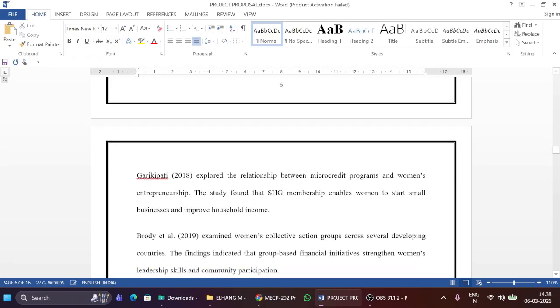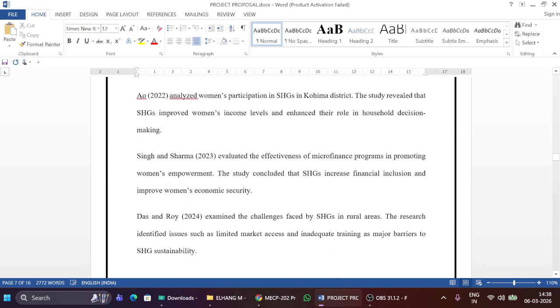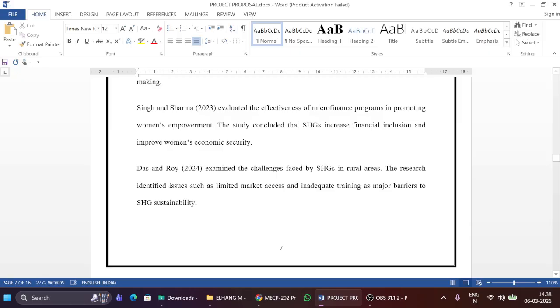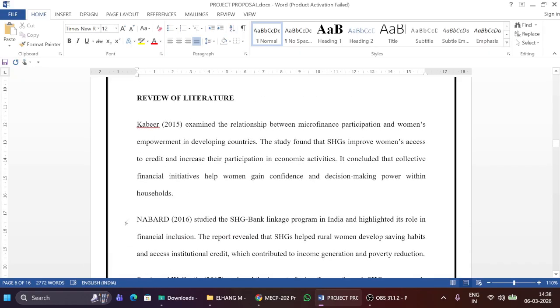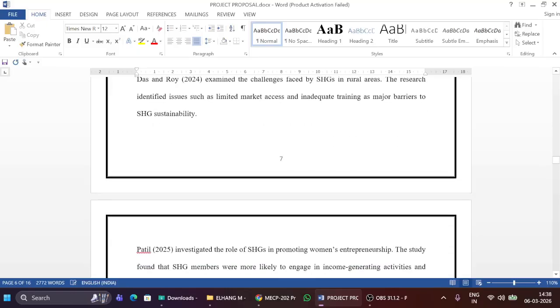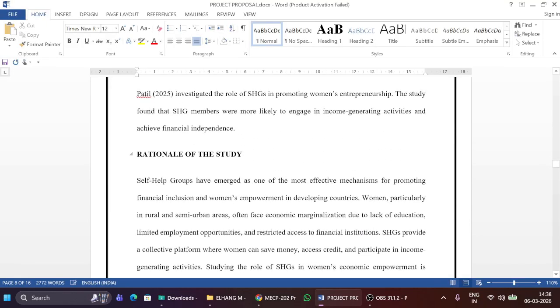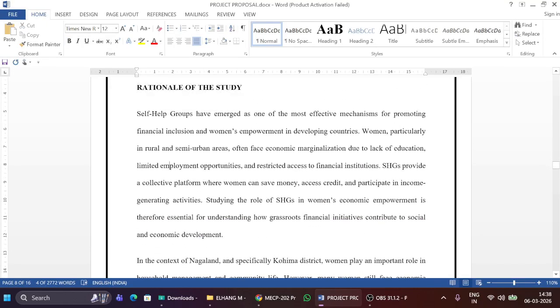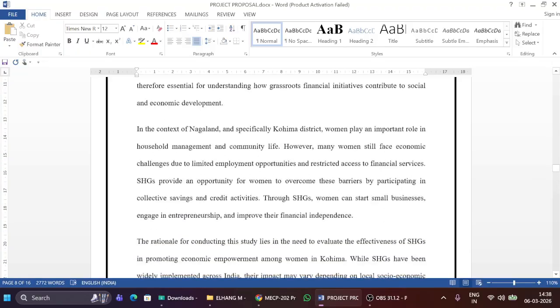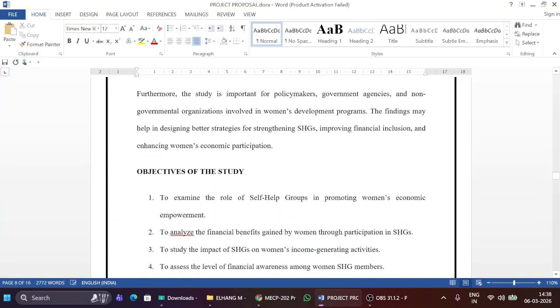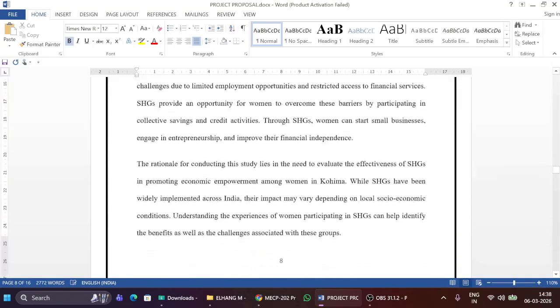So you should write at least 15 to 20 reviews of literature as per the consultation of your supervisor. You can write the review of literature, and then the rationale of the study. Why you are doing this study, you have to mention here. 2-3 paragraphs have to be written as the rationale of the study.